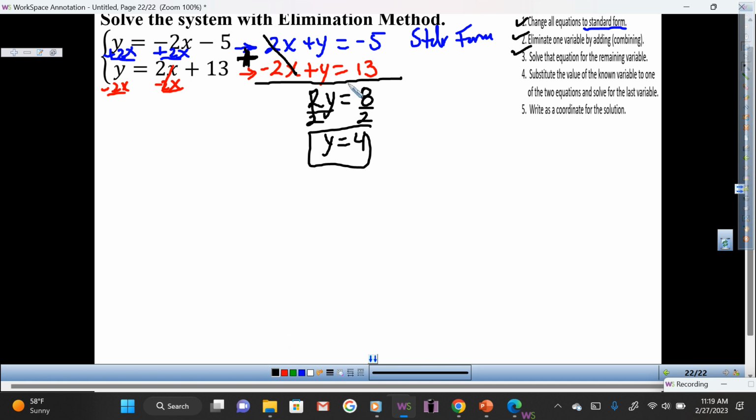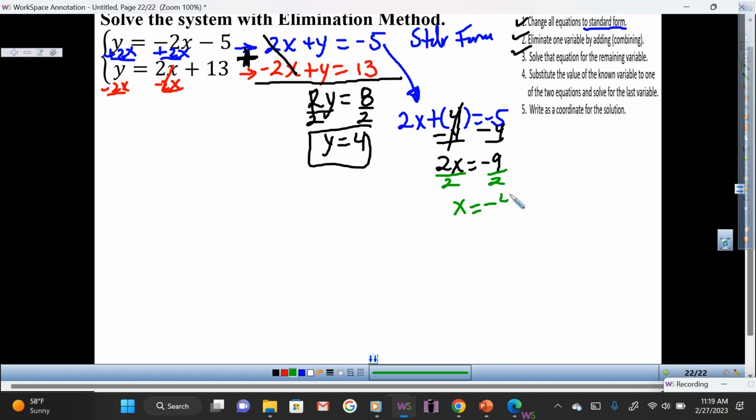Which equation shall we use, the blue one or the red one? Does it matter? No. So I'm going to use the top one, the blue one. And I'm going to write 2x plus parentheses equals negative 5. And I'm going to substitute the value of y, which is 4. And I subtract 4 from each side. I end up with 2x equals negative 9. And last but not least, divide by 2. So x equals negative 4.5.